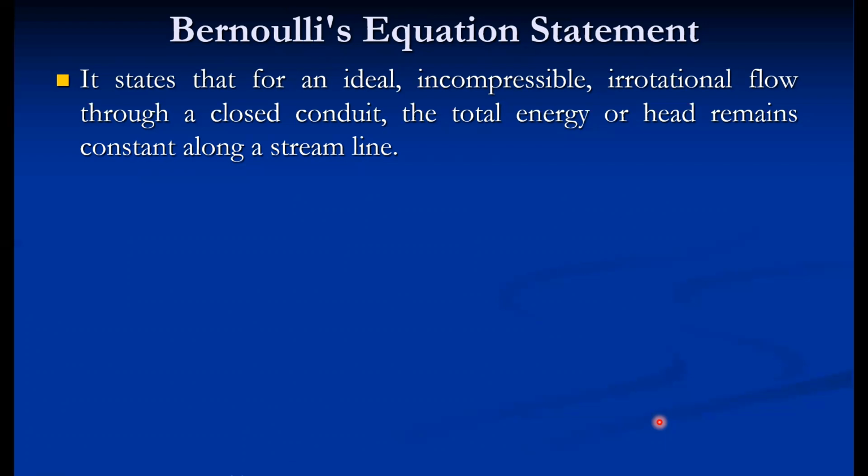But under which circumstances does that total head remain constant? If the fluid is ideal, if the fluid is incompressible, if the fluid is irrotational, and it can be applicable for free flow also, if it is not affected by viscosity. So not necessarily through a closed conduit. Along a streamline is a must. So if the flow is taking place along a streamline, then the total head or the total energy remains constant. This is a bookish definition, that through a closed conduit.